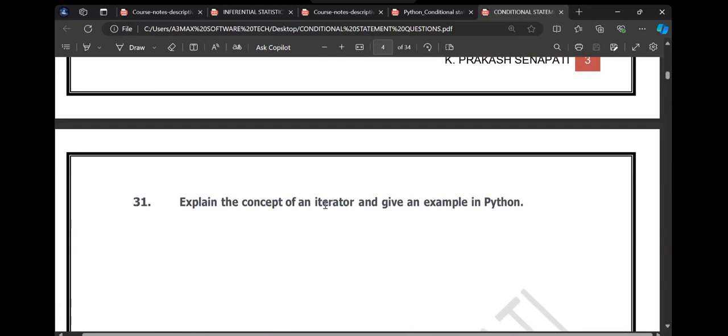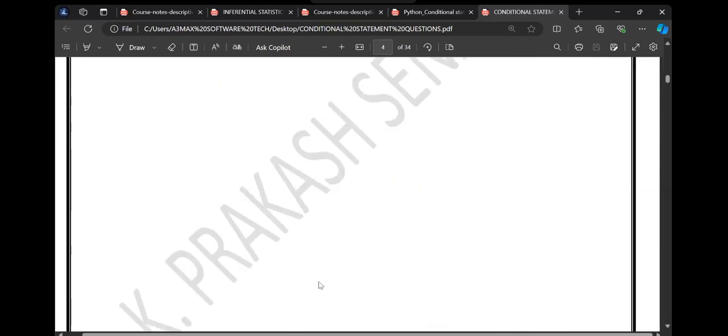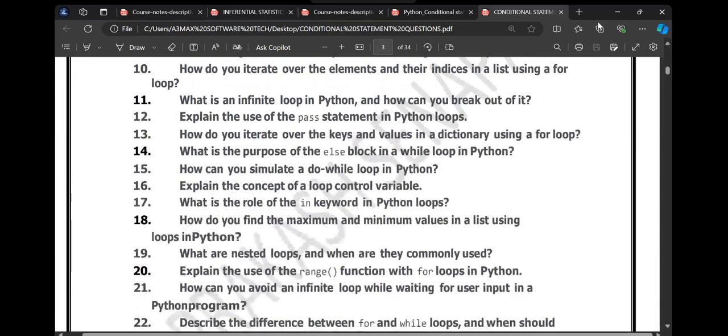Okay. Explain the concept of iterator. When you write a for loop, behind the scenes, it calls iter and next. But a generator creates an iterator. In defined functions, we have the yield statement. Those are the big topics. I don't introduce them now. Can I share this?